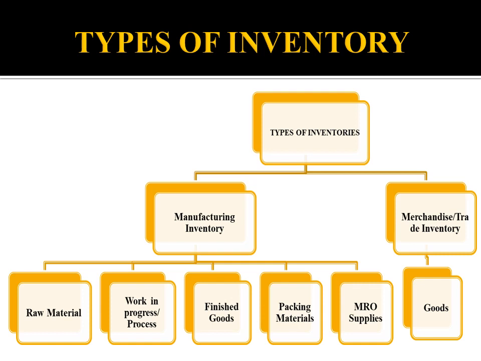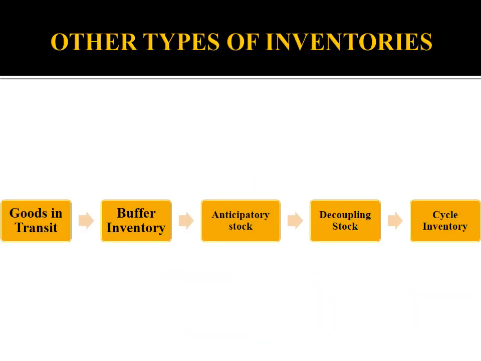The next is the MRO goods, the maintenance, repair and operating supplies. It is also known as consumables. So the consumable goods come under the category MRO. And now the merchandise and trade inventories: simply any type of goods can be treated as merchandise inventories. And there are some other types of inventories which include goods in transit, buffer inventory, anticipatory stock, decoupling stock, cycle inventory, etc.